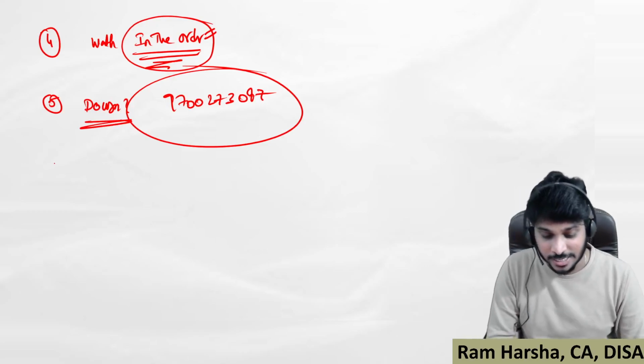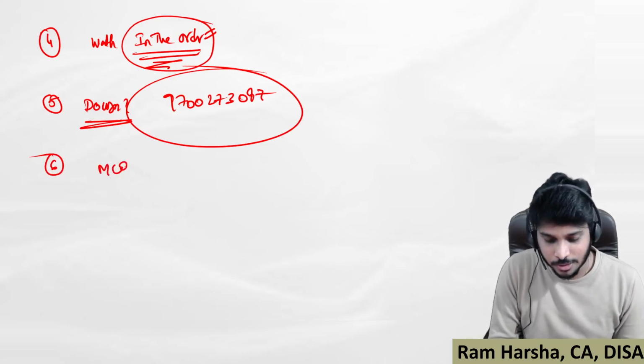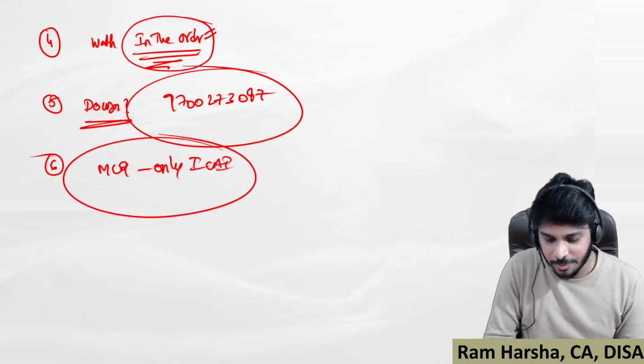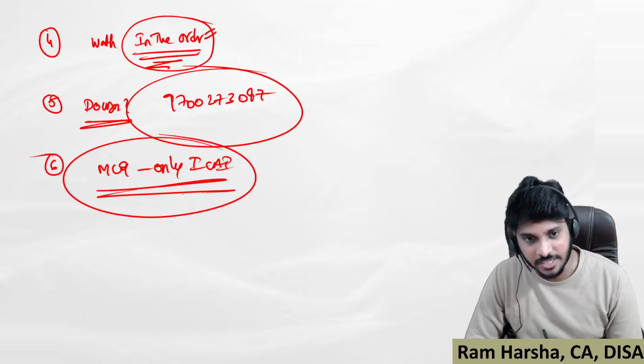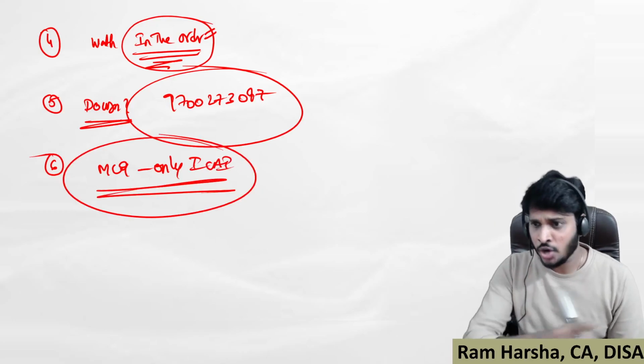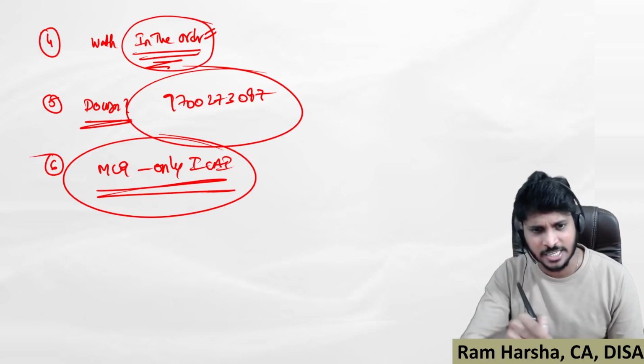And one more important instruction, by the way, sorry. For MCQ books, only the ICA material you have to follow. For your information, we will explain all these MCQs in every subject, wherever they are there, from the ICA material only. Only ICA. Don't buy anybody else's MCQ material. They are absolutely useless. You are wasting time.